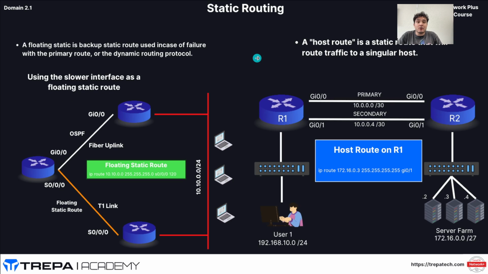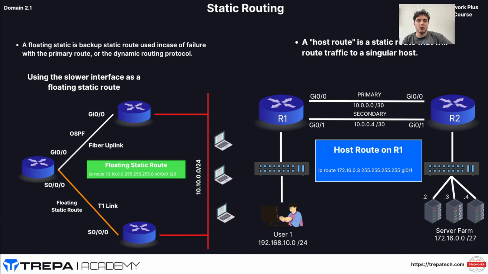You can see other static routing scenarios. Floating static route, where we can use a static route as a backup for our dynamic route that's maybe using a faster link. And our example here, a T1 link is 1.544 megabits per second of speed. That's our floating backup static route. And our main primary route is going to be using OSPF, using fiber.